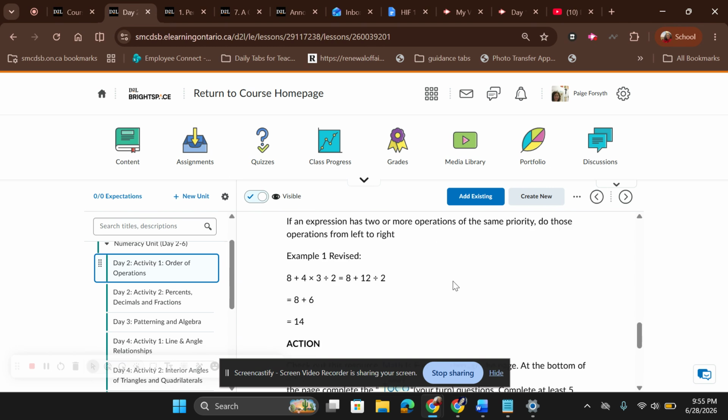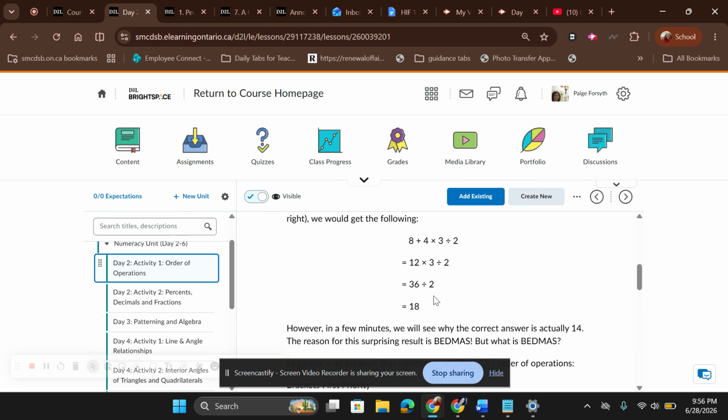Okay, so 8 plus 4 times 3 divided by 2, we're going to do the 4 times 3 first. So that's 12. So that's equal to 8 plus 12 divided by 2. So the next would be the division. So 12 divided by 2 is 6. So that becomes 8 plus 6. And so the answer here is 14, not 18.